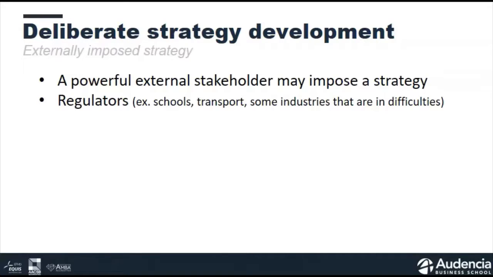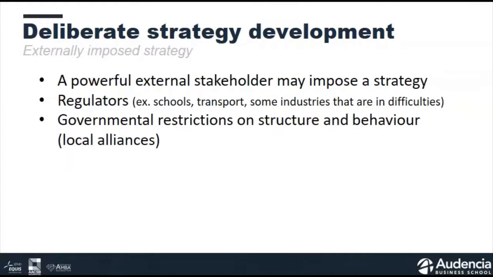Regulators can impose strategy, can say, well, you can't go, for example, for a low-cost strategy, or you can't differentiate in that manner. Some examples would be schools or transport systems or industries that are in difficulties. Regulators may swoop in and say, no, I'm sorry, you can't do that anymore because you're going to bankrupt the system, or you're going to cause negative impacts on people's well-being. And so they come in and regulate the industry.